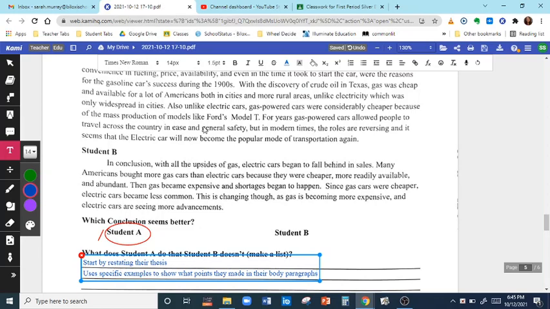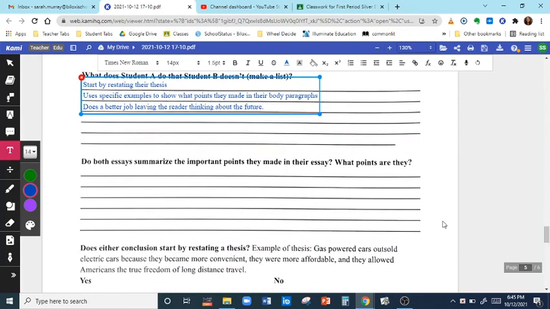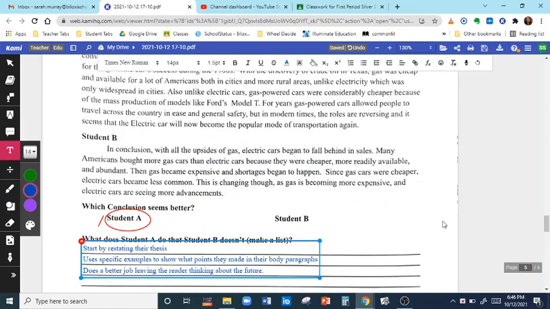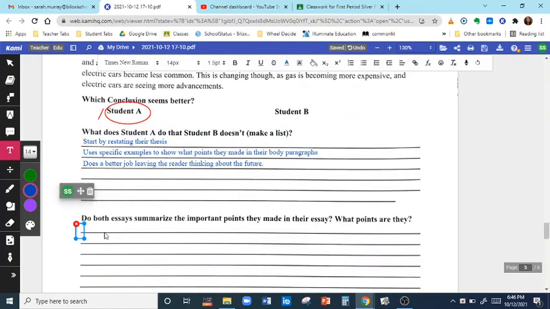I think student A also does a better job of leaving the reader thinking about the future. Student B tries to do it, but they just aren't as successful. Next one: do both essays summarize the important parts they made in their essay? What points are they? I would say that yes, they do, but student A does a better job.